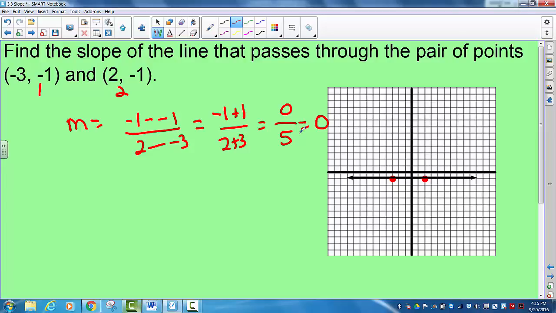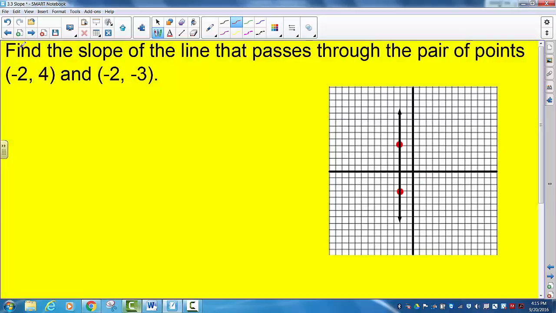So that tells us something about this. When we've got 0 over 5, that means for every 0 that it goes up, it goes across 5. Well, it doesn't go up and it goes across 5. Well, that just tells us that it's a horizontal line, doesn't it? So whenever you have a slope of 0, that means that you've got a horizontal line. Okay? Your turn. Pause the video, do this one, and then get back to me.